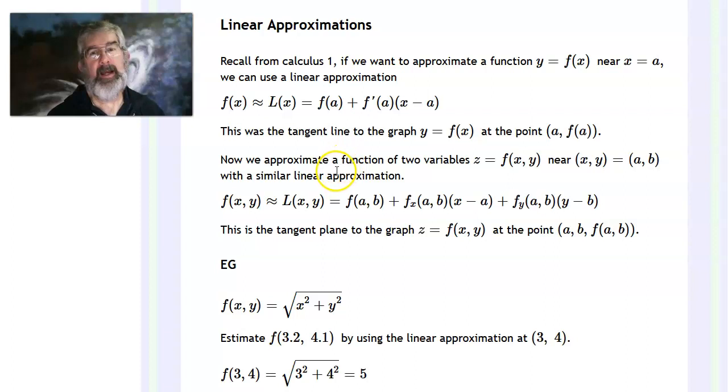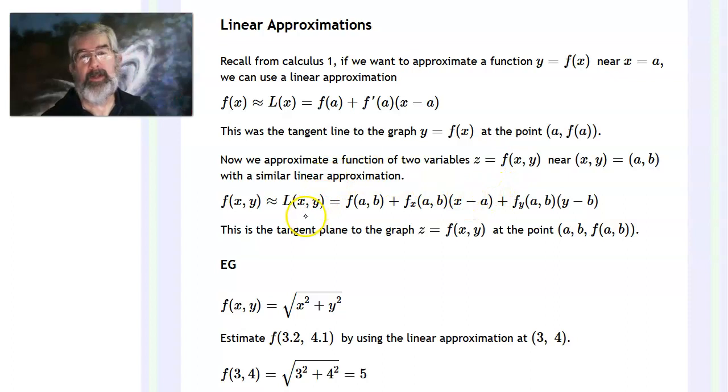Now, we want to do the same thing, but with more variables, right? So now we've got a function of 2 variables. So the graph is a surface, and we're going to do a linear approximation. So f of x y is approximately equal to L of x y. And we want it to match the function at some point a, b. And we want it to match the partial derivatives at a, b.